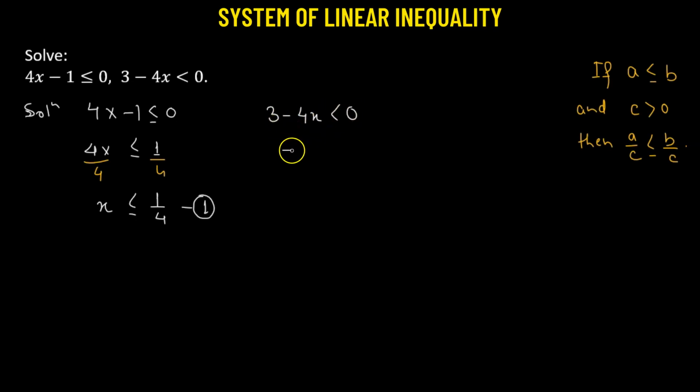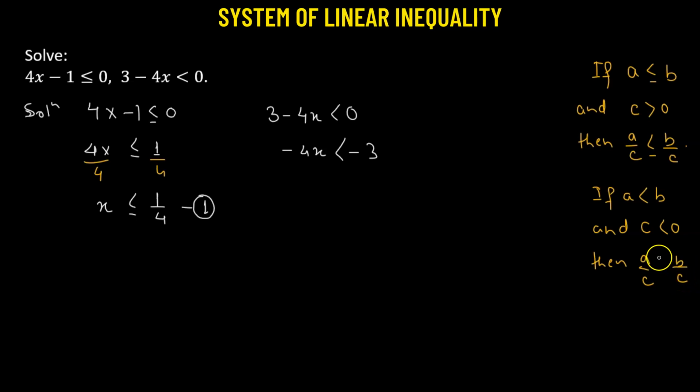So we'll transpose 3 to the right hand side. So that gives us negative 4x less than negative 3. Now we want to make the coefficient of x 1. For that we'll have to divide both sides by negative 4. But here we have to be careful. That means if we have, let's say, a less than b, and we have a negative number c which is less than 0, then in this particular case, if we divide a by this negative number c and also b by the same negative number c, then the sign of the inequality changes. That means a over c will become greater than b over c.